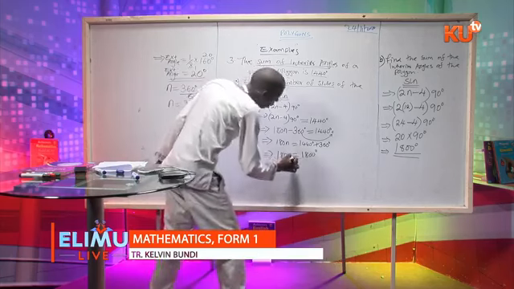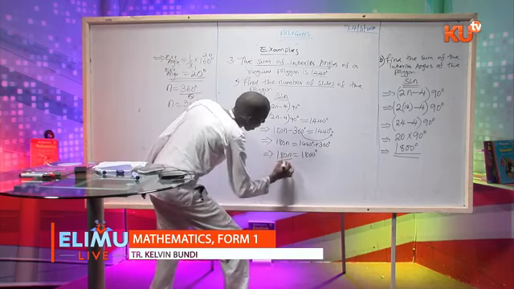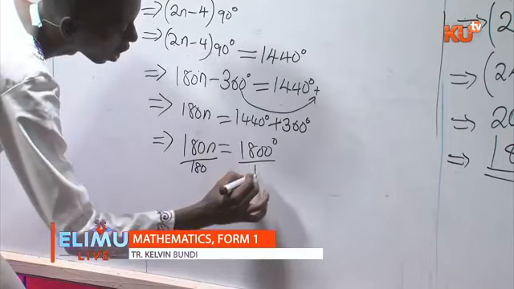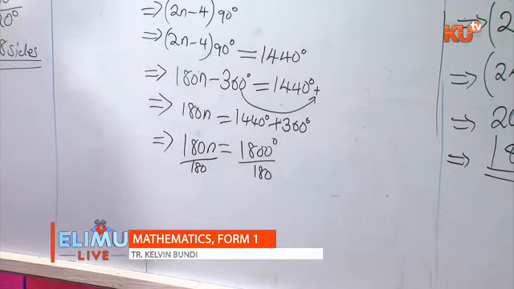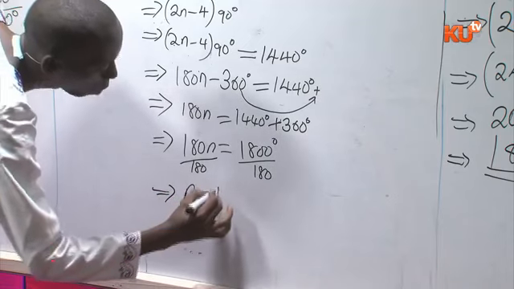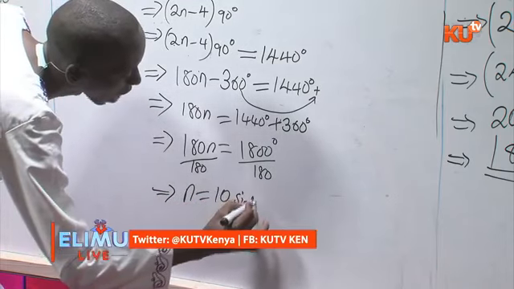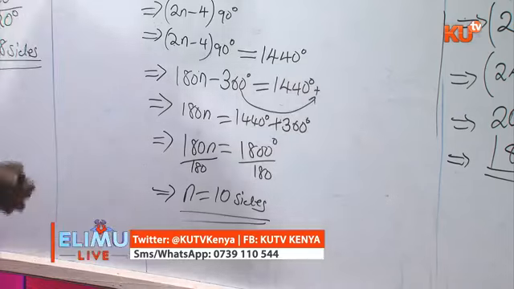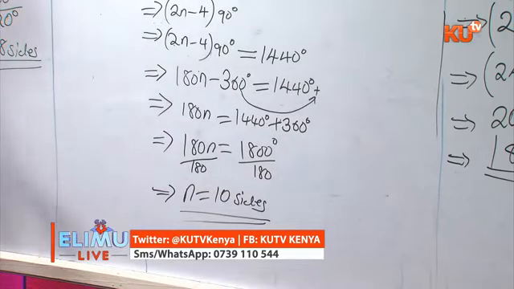Up to there, I know that you have understood and you can get the value of n. What do we do? We divide both sides by 180. Then you'll get n is equal to 10 sides. So that is how you solve that question.